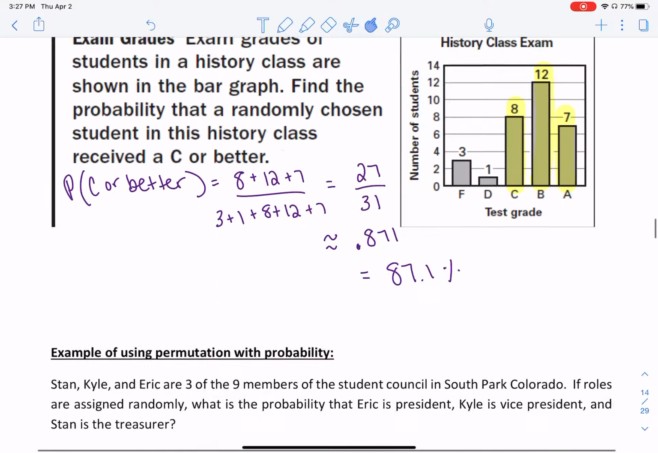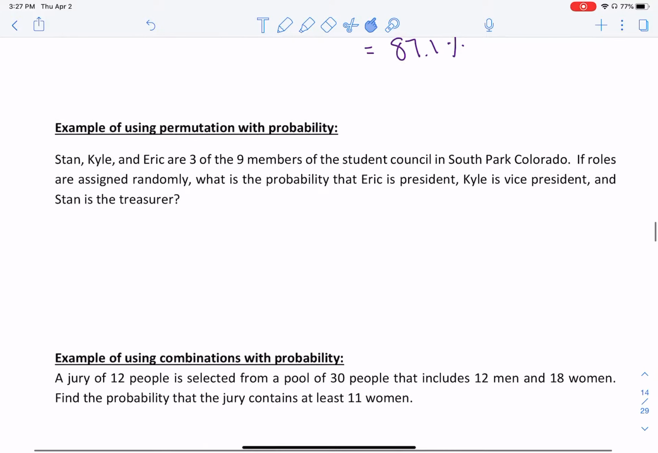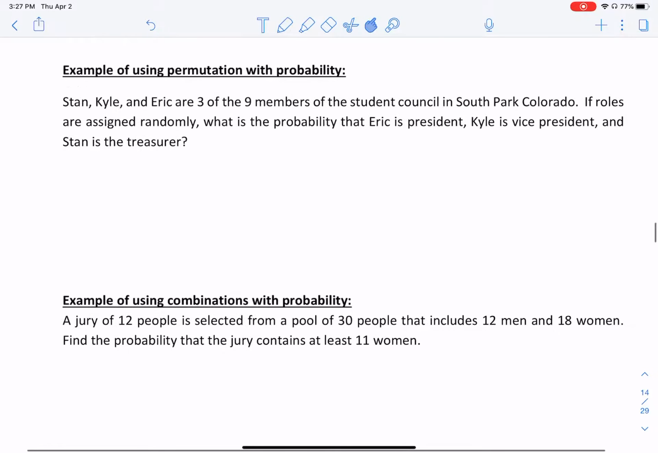All right, so example of using permutation with probability. So now let's think back to our other chapters where we learned about permutations. So Stan, Kyle, and Eric are 3 out of the 9 members of the Student Council in South Park, Colorado. If roles are assigned randomly, what is the probability that Eric is president, Kyle is vice president, and Stan is treasurer? So we want the probability that this happens over the total amount of outcomes.